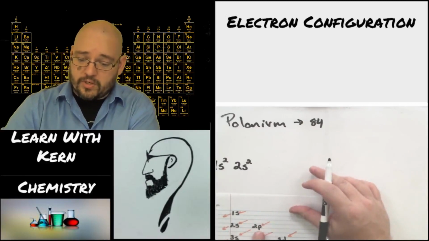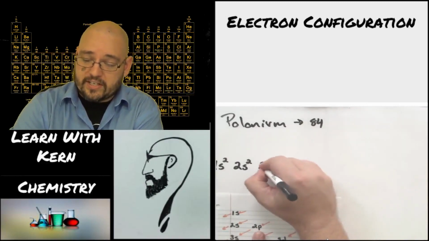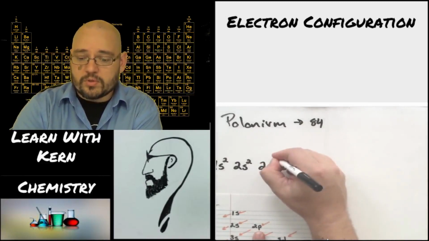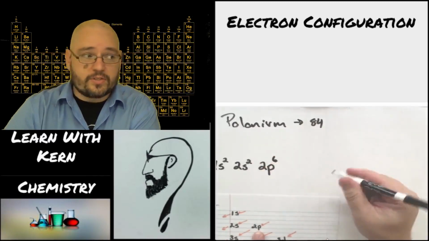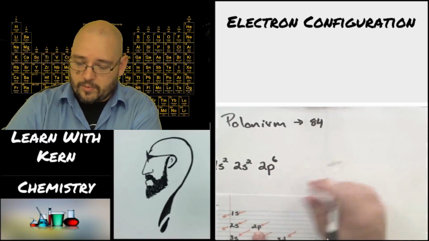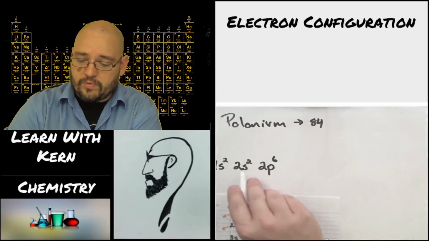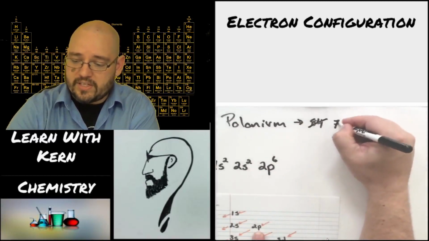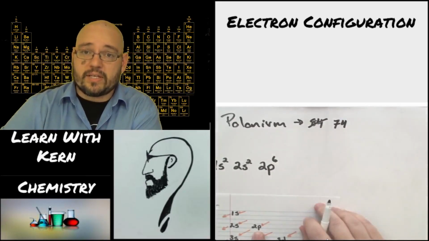So then I go to the next one, 2p. Still the second energy level. Now I'm in the p orbital, and a p orbital holds 6 electrons. So it's 2p6. Okay, so right now I've done 2, 4, 6. That's 10 electrons. So I've used 10, so I have 74 left to place.